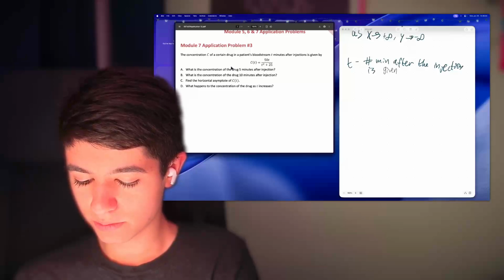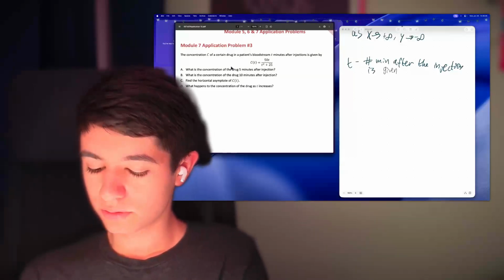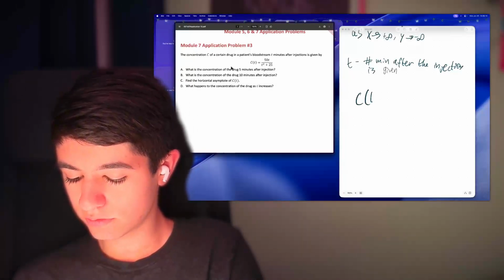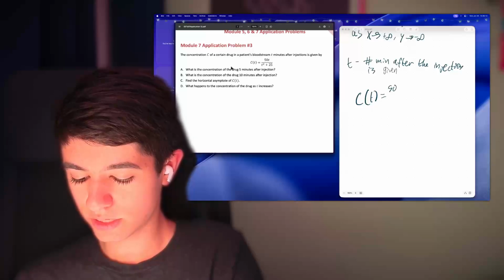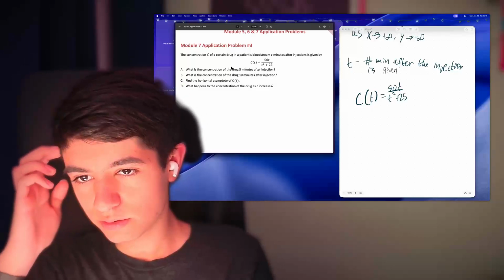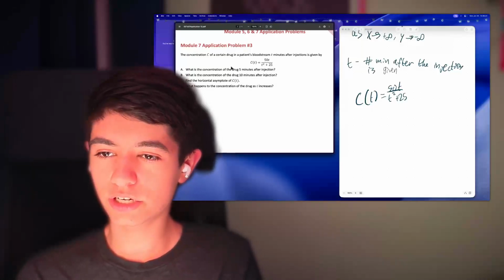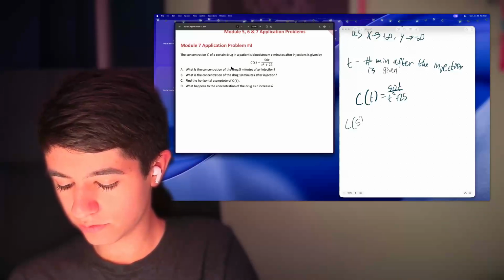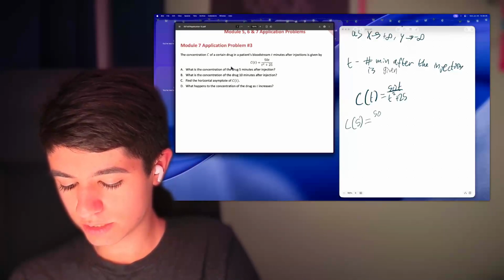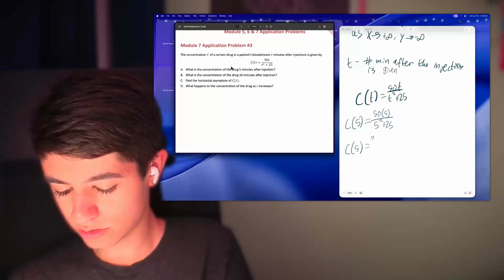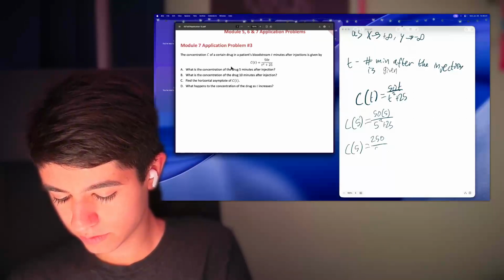So now, what do we do next? Let's write down the equation from the problem. It says that C of t is equal to 50t over t squared plus 25. So first we need to find the concentration of the drug 5 minutes after injection. So that would be C of 5 equals 50 times 5 over 5 squared plus 25. Simplifying this further, C of 5 equals 250 over 50.